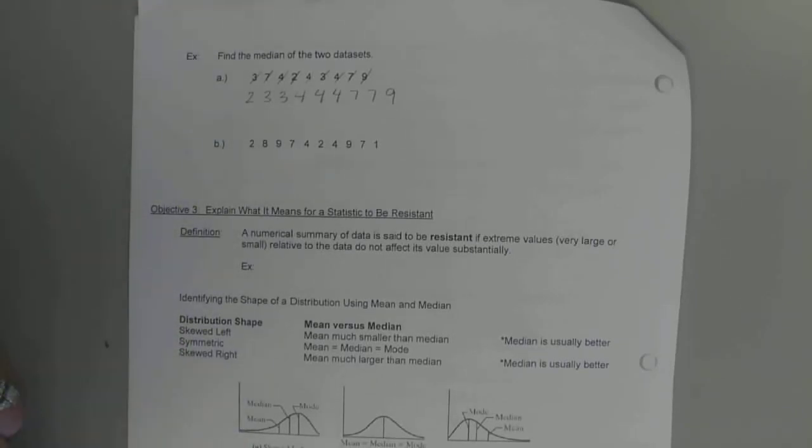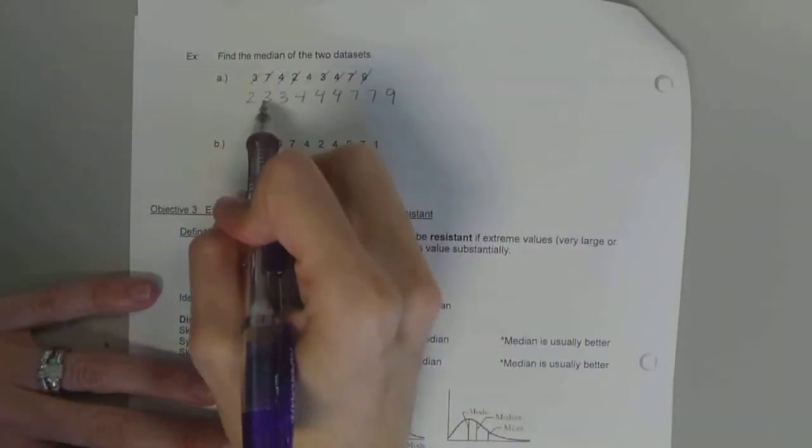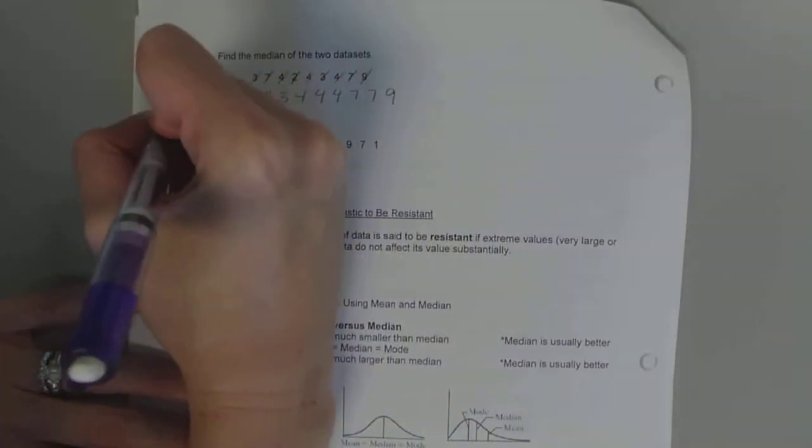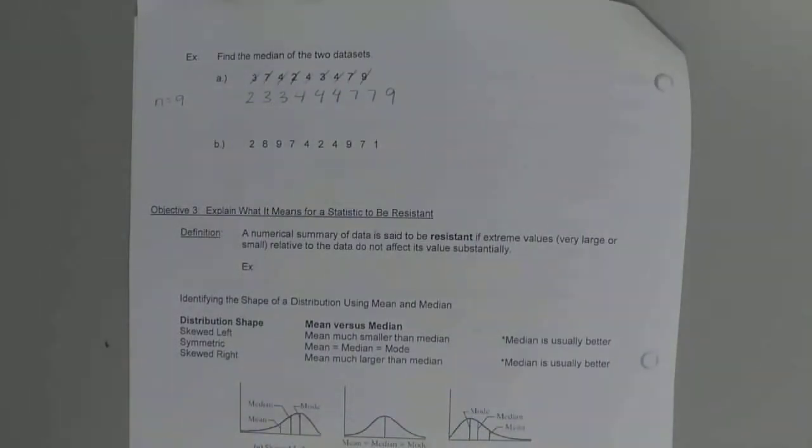And so that was step 1. Step 2 says determine what your sample size is. 1, 2, 3, 4, 5, 6, 7, 8, 9. So n is 9. So a lot of you guys can look at 9 and know the 5th digit is the middle, right? So you just count over 5, 1, 2, 3, 4, 5, and that 5th position would be your median, okay?